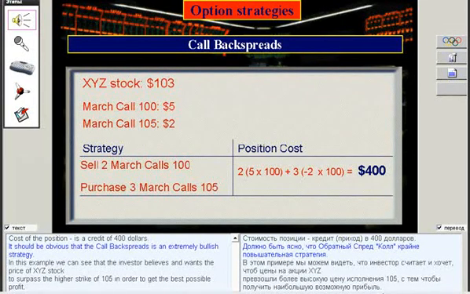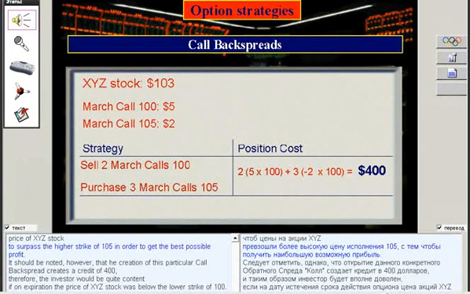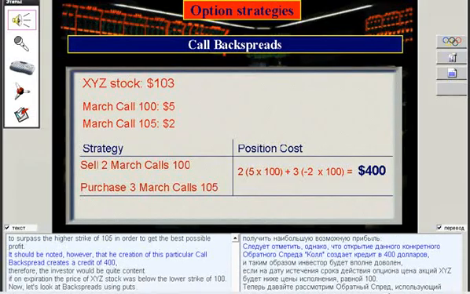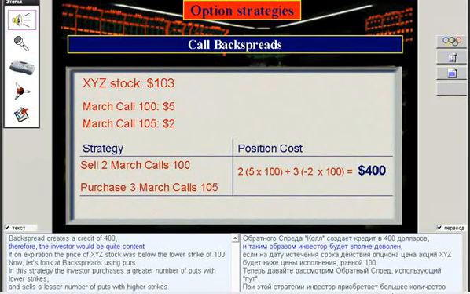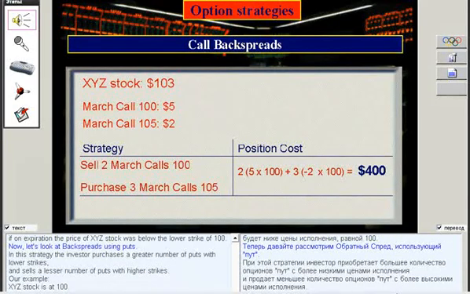It should be obvious that the call back spread is an extremely bullish strategy. In this example, we can see that the investor believes and wants the price of XYZ stock to surpass the higher strike of 105 in order to take the best possible profit. It should be noted, however, that the creation of this particular call back spread creates a credit of $400. Therefore, the investor would be quite content if, on expiration, the price of XYZ stock was below the lower strike of 100.